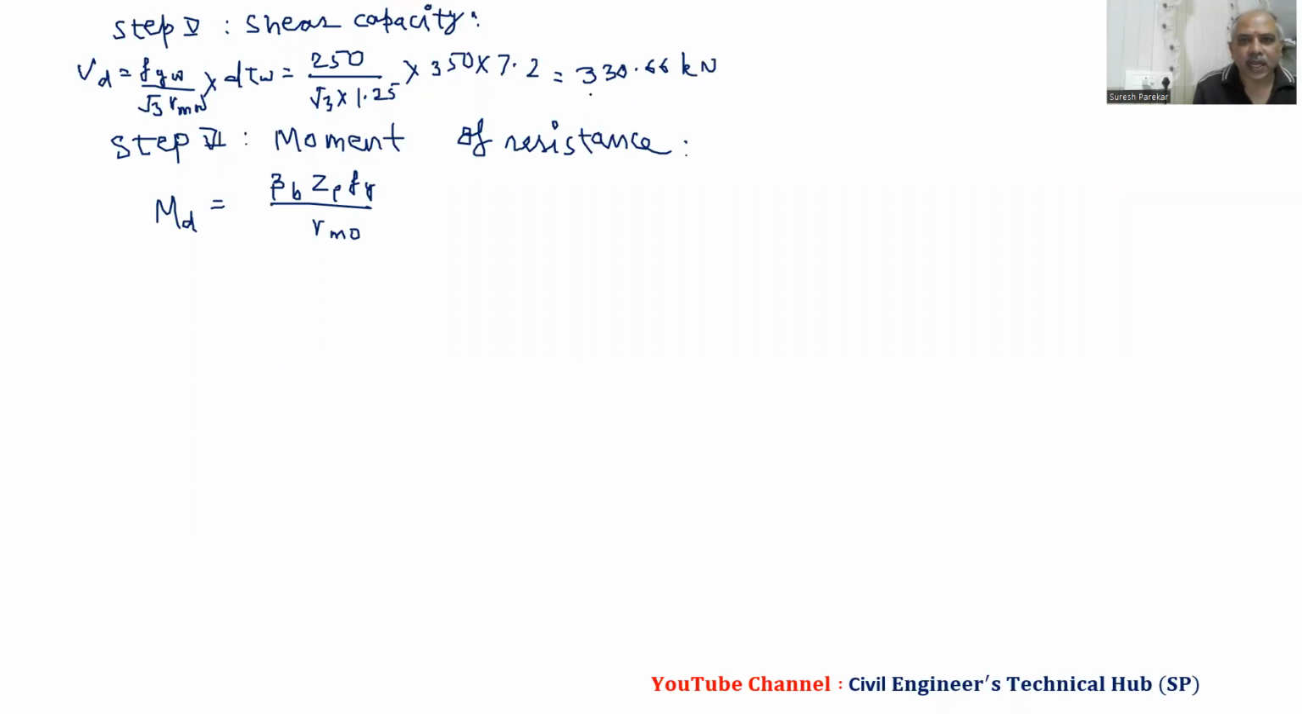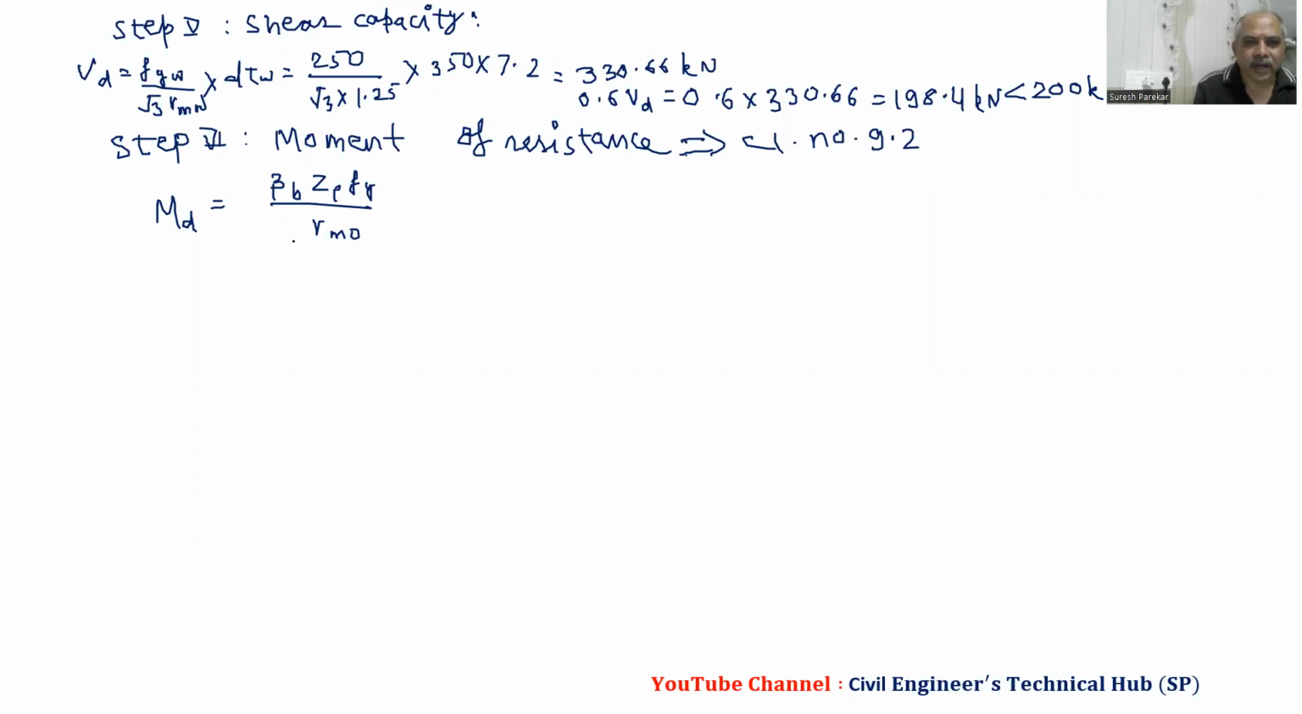And if you calculate 0.6 VD, it comes 0.6 into 330.66, and this value comes 198.4 kilonewton, which is less than 200 kilonewton. Therefore, for moment of resistance, we have to use clause number 9.2.